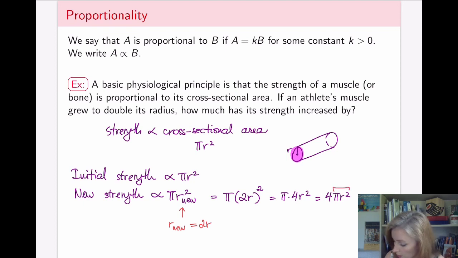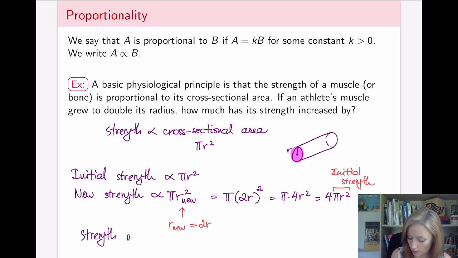So this pi r squared is exactly my initial strength, which means that this factor of 4 is exactly how much bigger the new strength is compared to the previous strength. So as the conclusion, I can then state that the strength of the muscle has quadrupled.